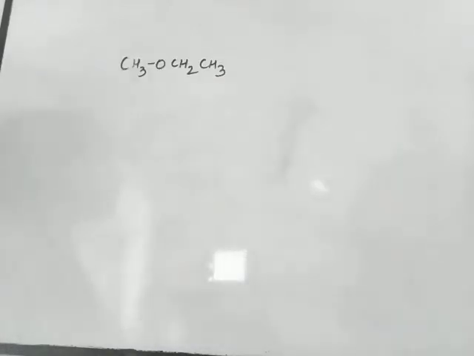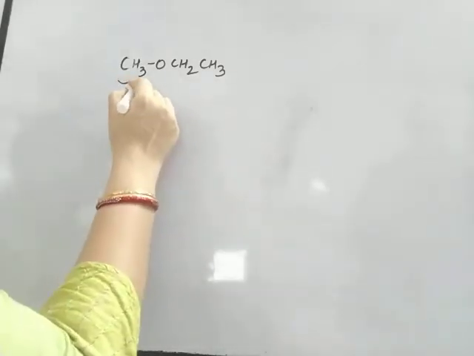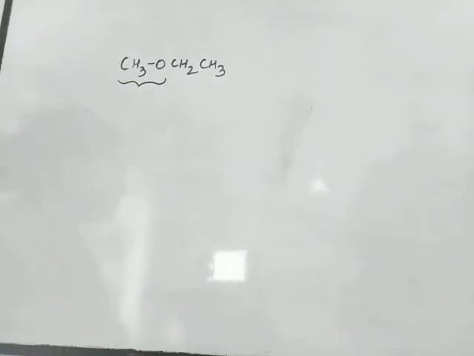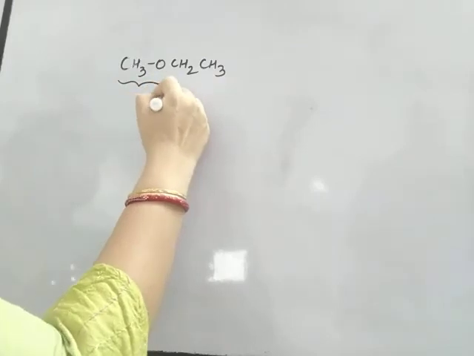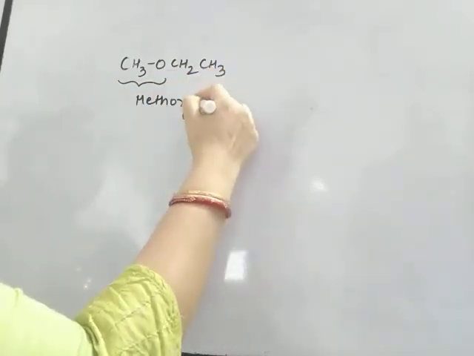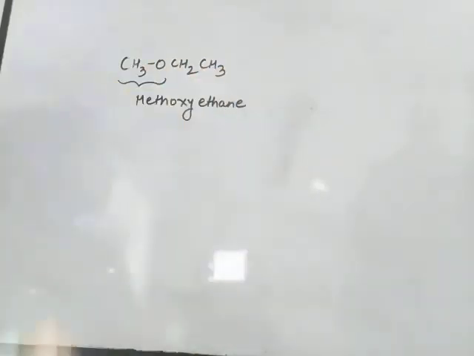But suppose if we have some unsymmetrical ether like CH3OCH2CH3, then how to name it? According to the rule, the smaller carbon chain is included with oxygen. Now one side 1 carbon atom is there, other side 2 carbon atoms are there. So I will select the smaller part with oxygen. Now 1 carbon with oxygen, so it is now methoxy. How many carbon atoms are left? 2. So it is methoxyethane.